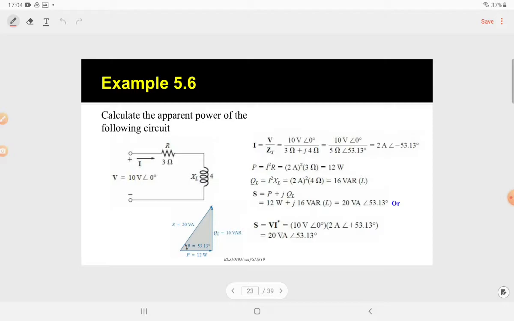So we know that the apparent power we are looking for is S. The information given here is the V value, R equal to 3 ohm, and the inductive load XL equal to 4 ohms. From this circuit, because you know the value of V, you can calculate the value of I. We know that S equal to VI, or S also equal to P plus jQ.